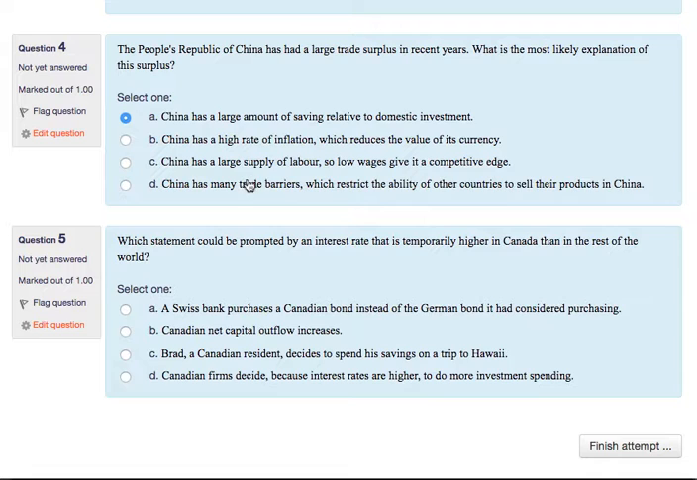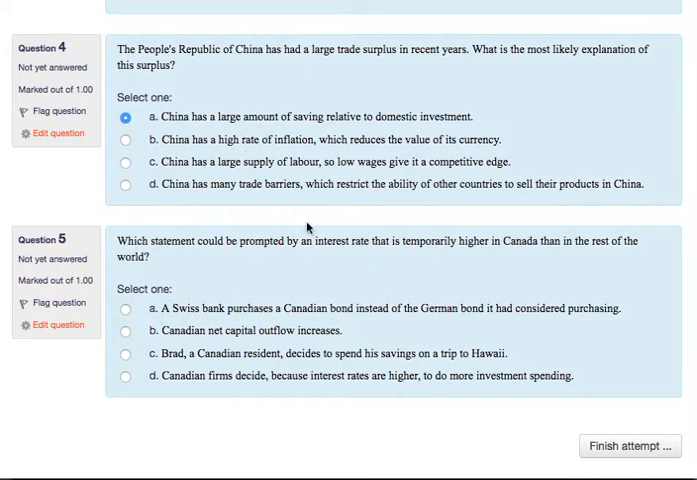China has a large supply of labor, so low wages give it a competitive edge. That's possible, but that's not linked to a trade surplus. You could be a country that has very low wages for workers, but you could still have negative net capital outflow and negative net exports. So the first one really confirms it, but the other ones are not necessarily quite true. Can be the case, but it doesn't have to. It doesn't lead to that situation for sure.